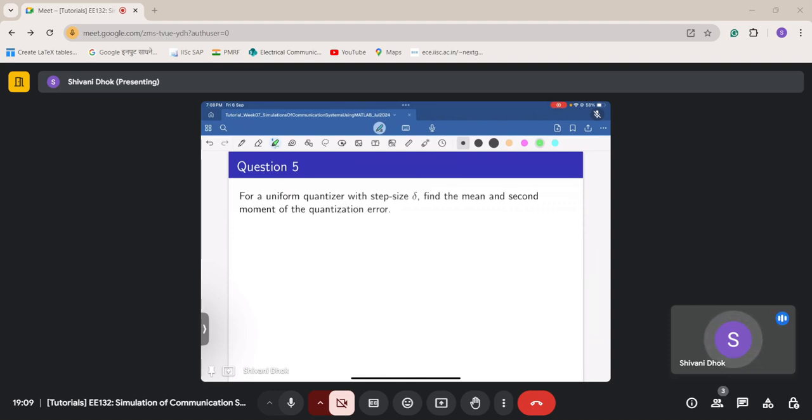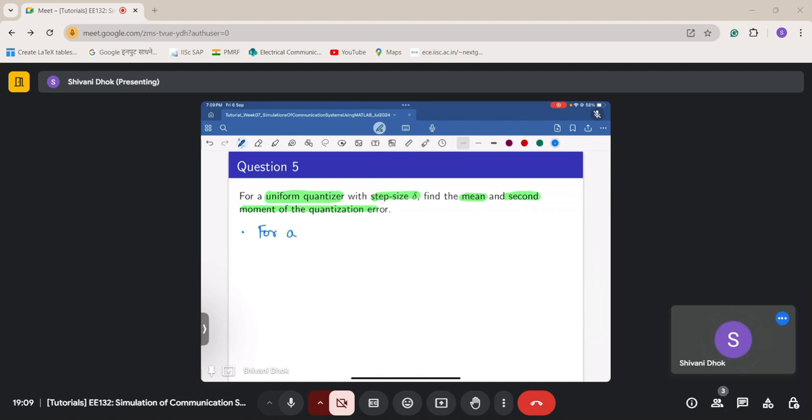It says a uniform quantizer with step size delta. Find the mean and second moment of the quantization error. So what is mean? We know, and what is second moment? That also we have seen earlier. Just for the sake of completeness, let me write it.